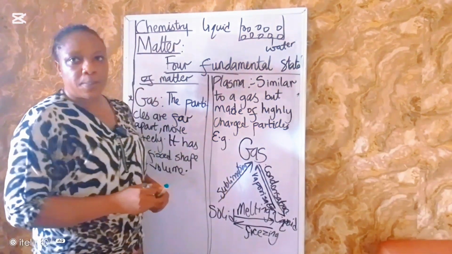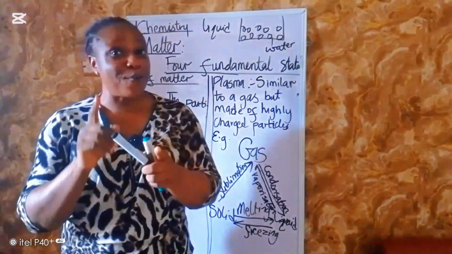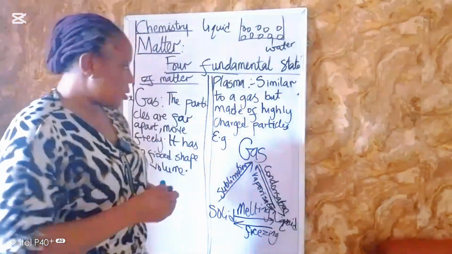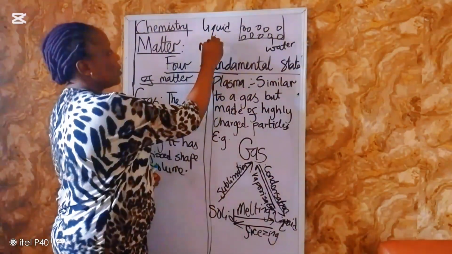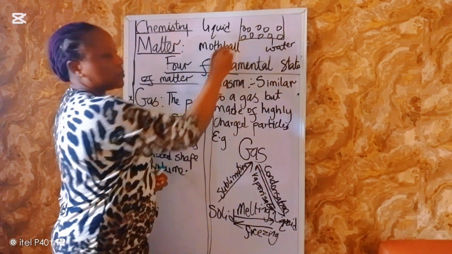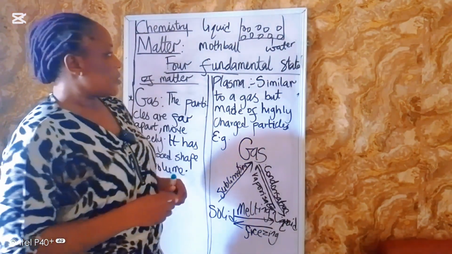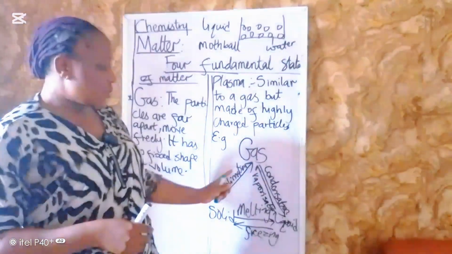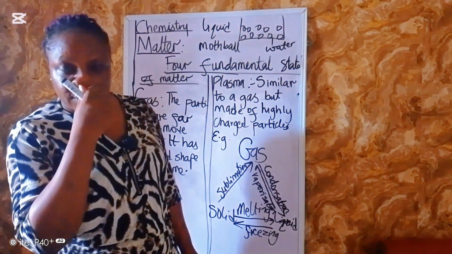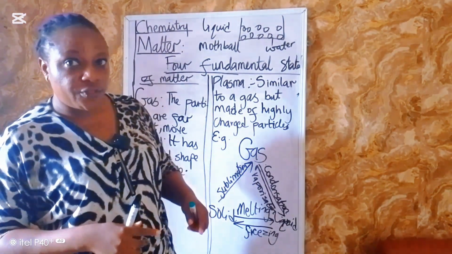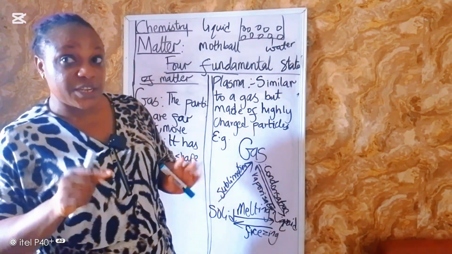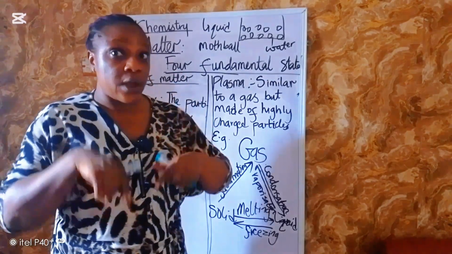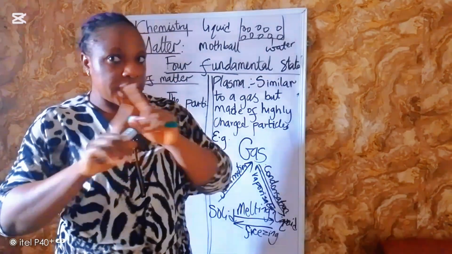Sublimation. It has sublimed. For example, you see our mothball. We call it mothball. That's naphthalene. For example, from solid to gas is called sublimation. Sublimation is changing from solid to gas without passing through liquid.